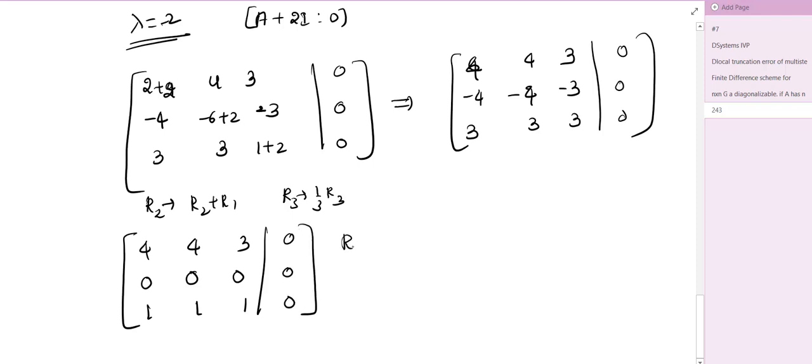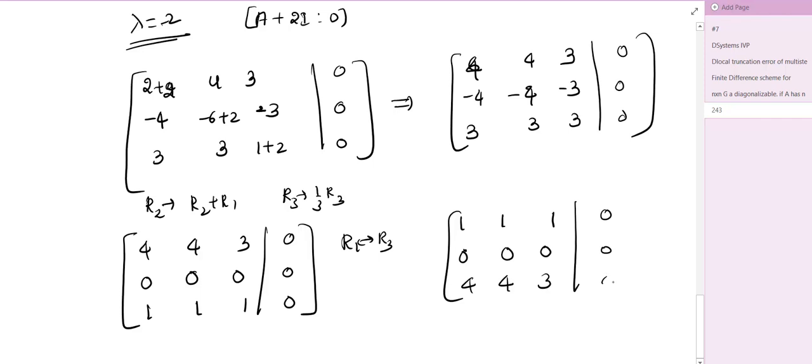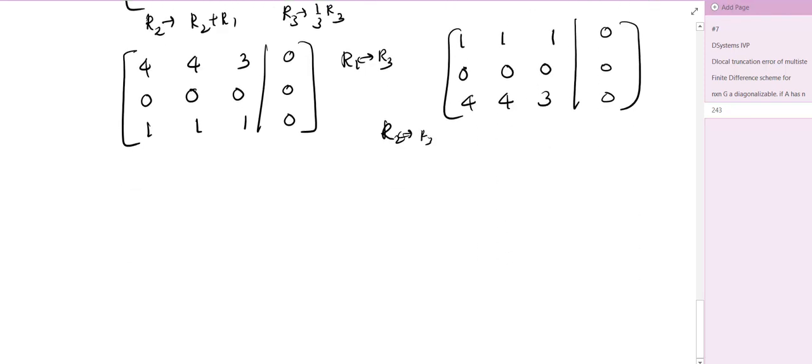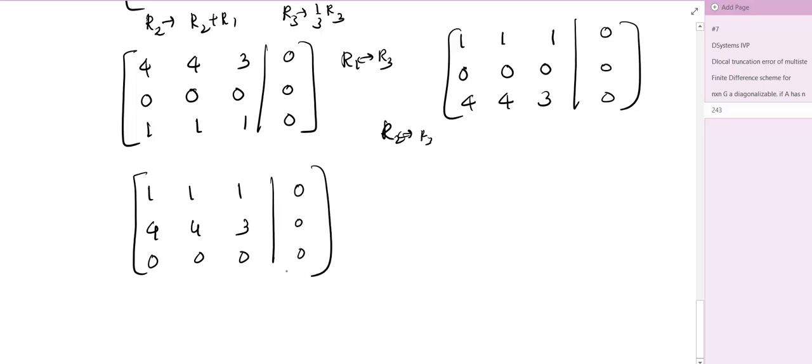This is 1, 1, 1 and this is 0, 0, 0. Now what we do is we just interchange R1 and R3. This will be 1, 1, 1. First, R1 and R3 let us change, then I'll change this, so 0, 0, 0. Now we can interchange R2 and R3. So basically we get 1, 1, 1, 4, 4, 3 and 0, 0, 0. So this is the matrix we're getting.